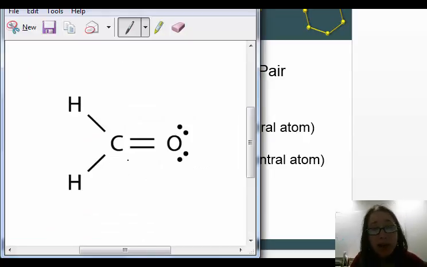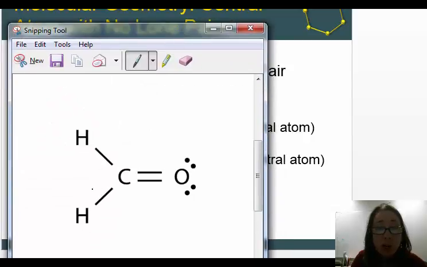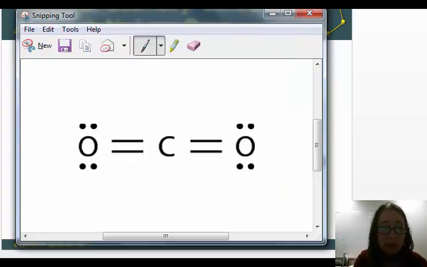So let's take a look at this Lewis dot structure. Carbon's our central atom. Take a minute to look at it and come up with what you think the geometry is. So we notice there are no lone pairs on the central atom. There are 3 atoms attached to that central atom, and so that means that this molecule is trigonal planar. And it also means that our bond angles are going to be approximately 120 degrees.